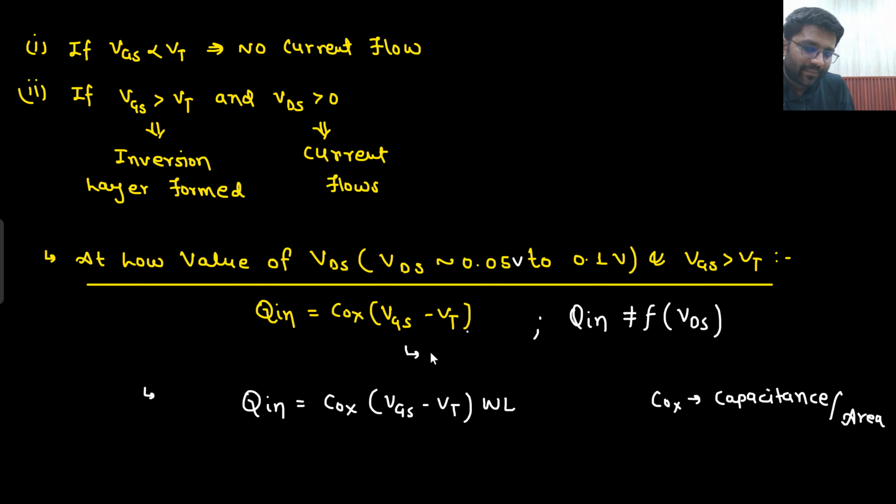This was your MOS cap. In MOS cap, COX was different. Here COX will be different, so I will not put COX dash. Ideally, if I am saying this is my COX, I should put it as COX dash. But later on, as of now, let's put it COX dash. So COX dash is nothing but capacitance per unit area.